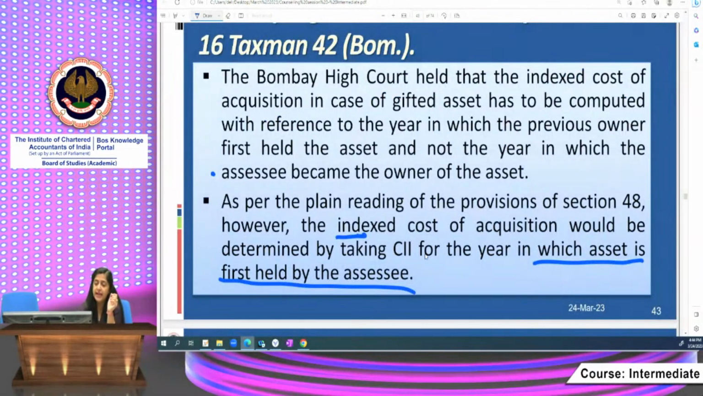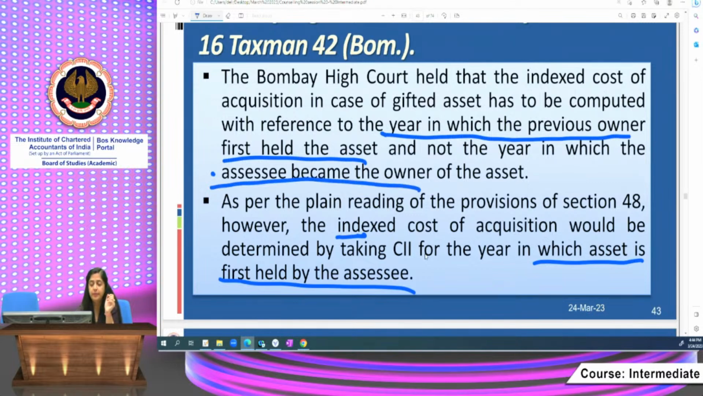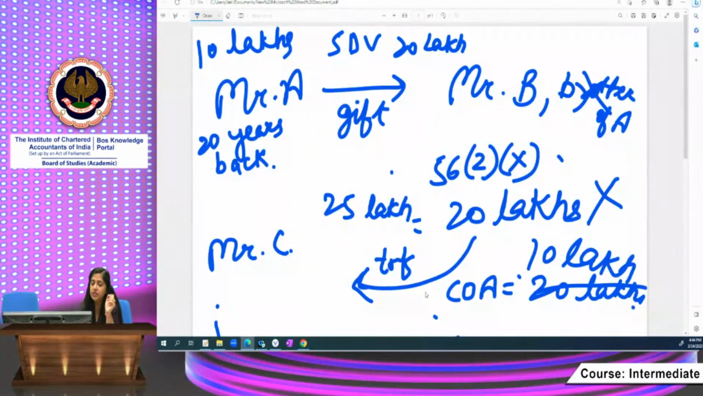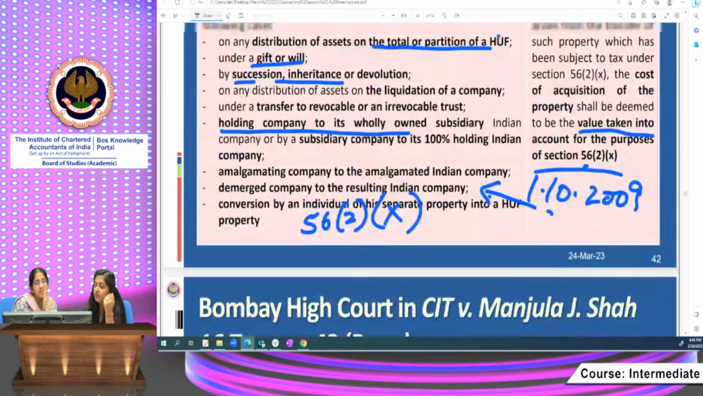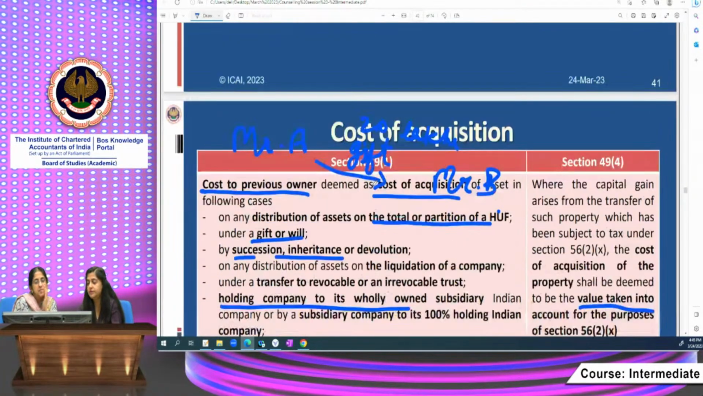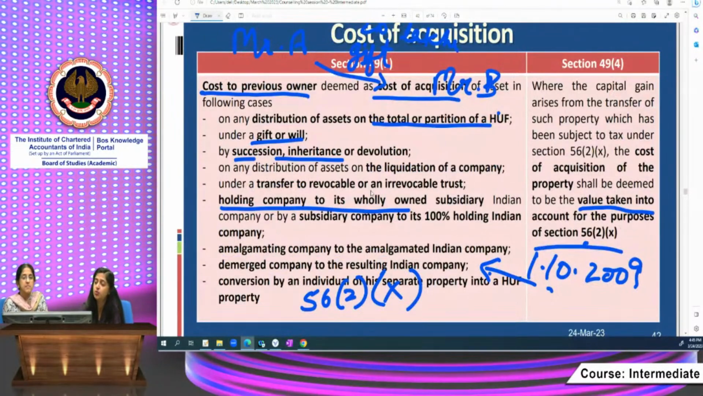But as per the High Court, you can take the indexation cost benefit with reference to the year in which the previous owner first held the asset, and not the year in which the assessee became the owner. So in that case, you can take the benefit of indexation for 20 years back as per the Manjula J. Shah case. But now you can't say this is applicable in both the cases. Why? Because you have to take the cost of the previous owner, in which case section 49(1) is applicable. And 49(1) would be applicable in the case where 56(2)(10) is not applicable.